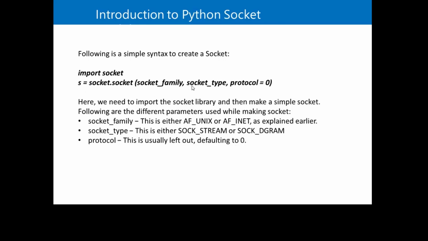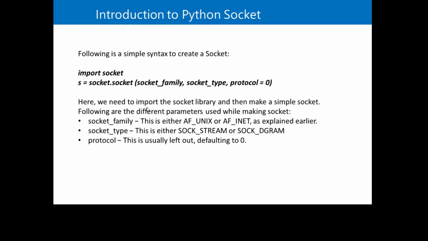The functions take 3 parameters. So the function is socket.socket. You use 3 parameters to call the function. The first parameter is socket_family. The second parameter is socket_type, and the last parameter is protocol. But this last parameter can be optional. You can leave it out, because if you leave it out, the protocol is assumed to be 0.